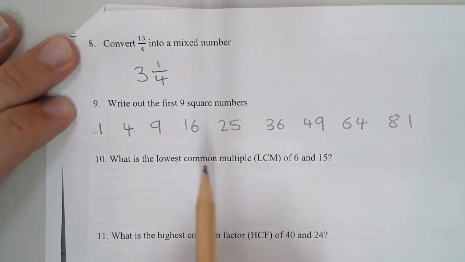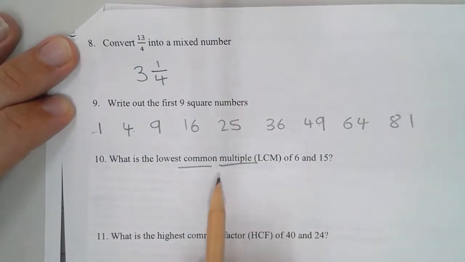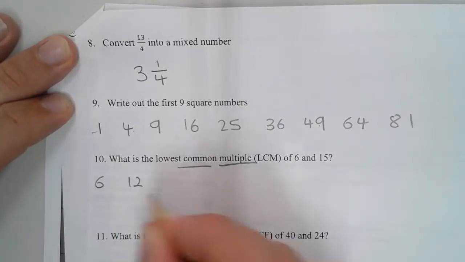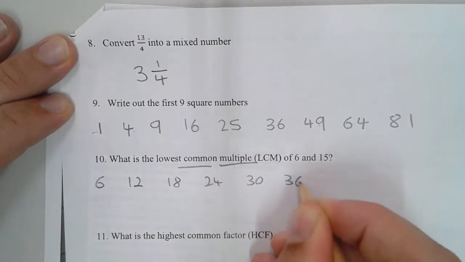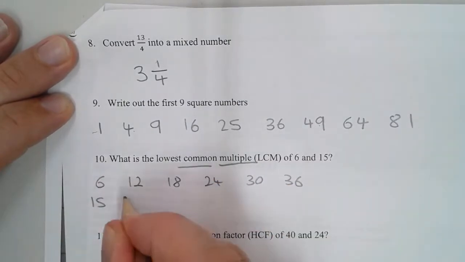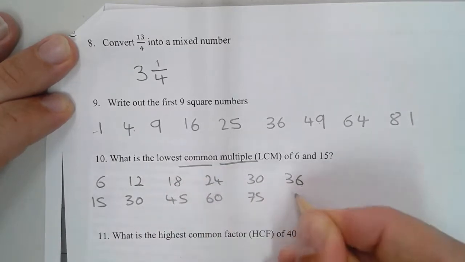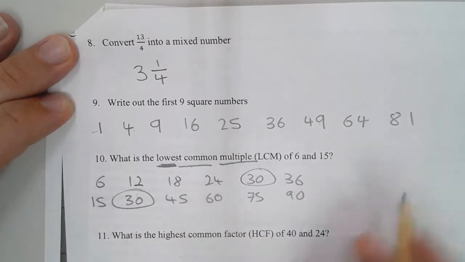What is the lowest common multiple? Now to do this, first, we're going to write out the multiples of 6 and the multiples of 15. So 6, 12, 18, 24, 30, 36. Now the multiples of 15: 15, 30, 45, 60, 75, 90. Now we're going to look for the lowest one that's in both lists. So the lowest one in both lists is 30.